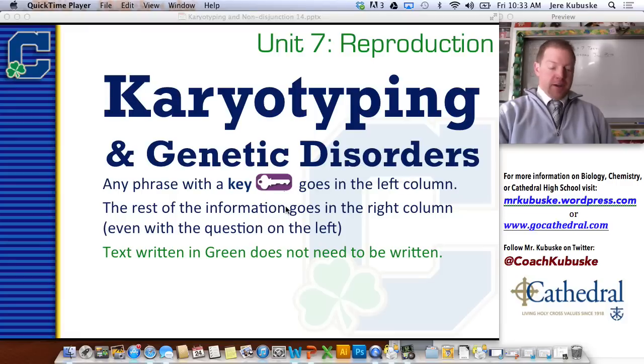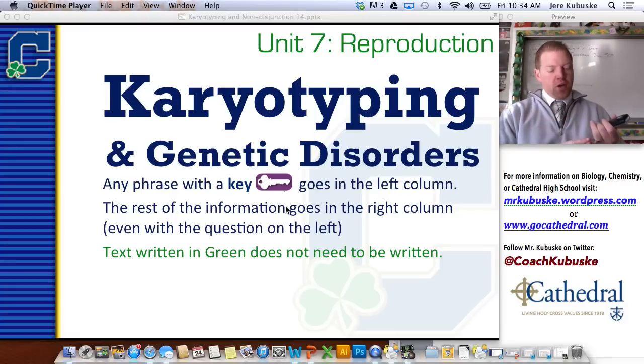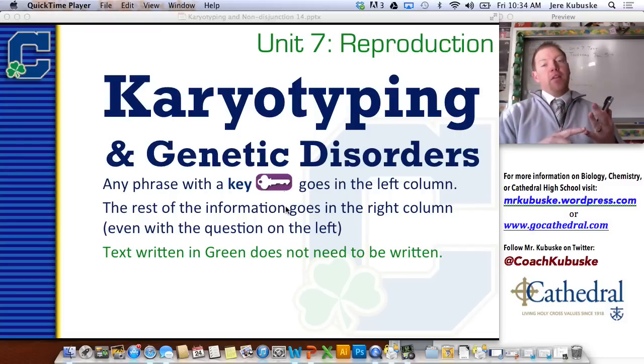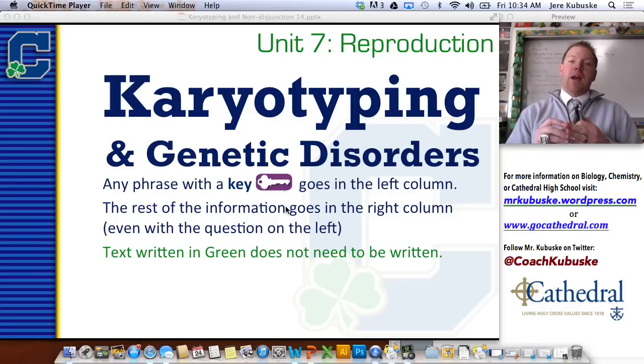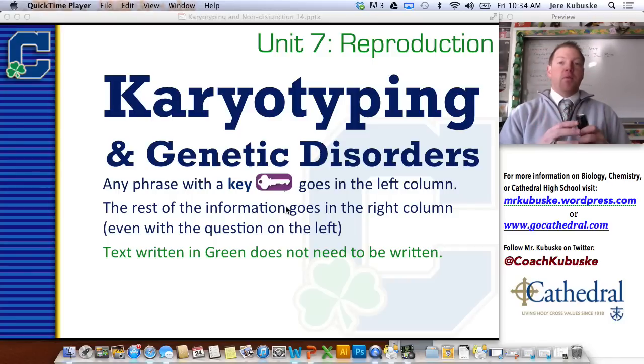Today we're going to finish up talking about Unit 7, which is all about reproduction. We've talked about chromosomes, mitosis, and meiosis, and now we're going to tie all those together. We're going to talk about something called karyotyping, and a pretty interesting subject matter that goes along with karyotyping, which is genetic disorders.